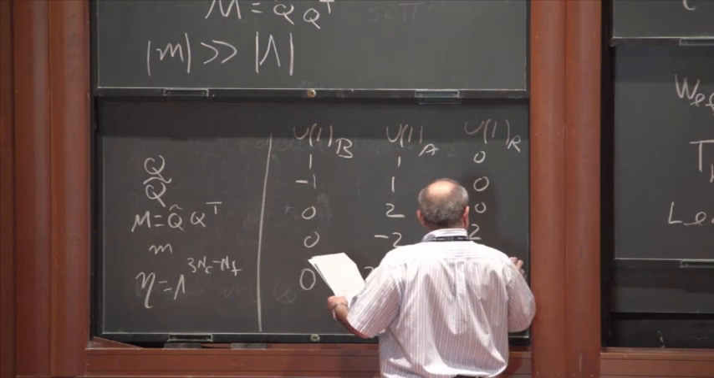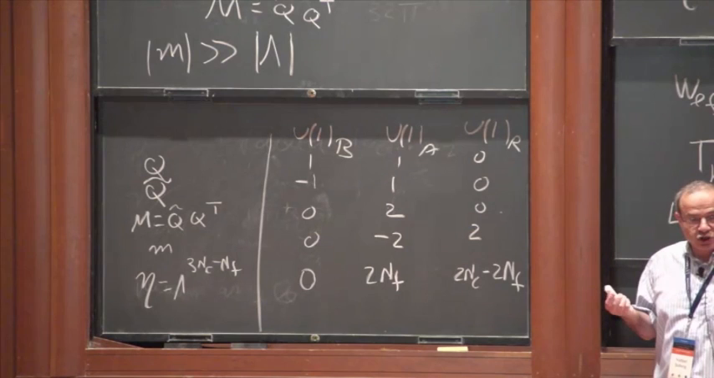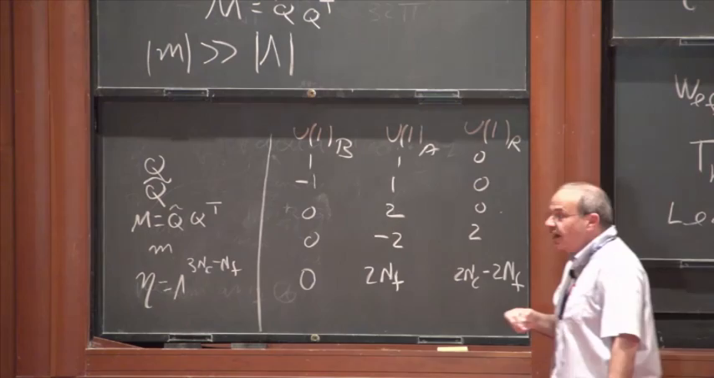Now, you see that eta breaks both U1A and U1R. So we can consider a linear combination of these two charges that is anomaly free, a linear combination such that eta, this vertex, does not break the symmetry. So we have two options.